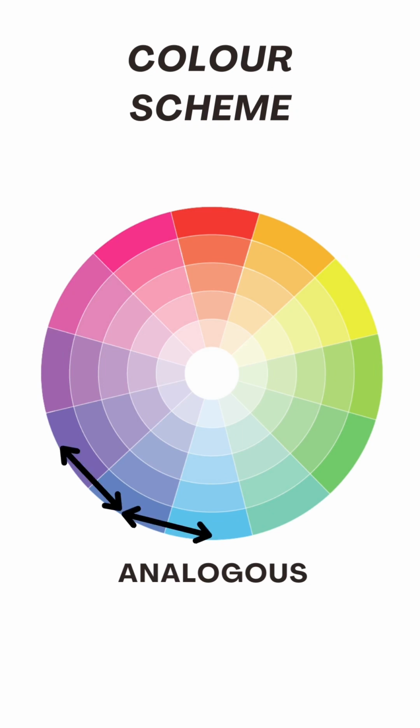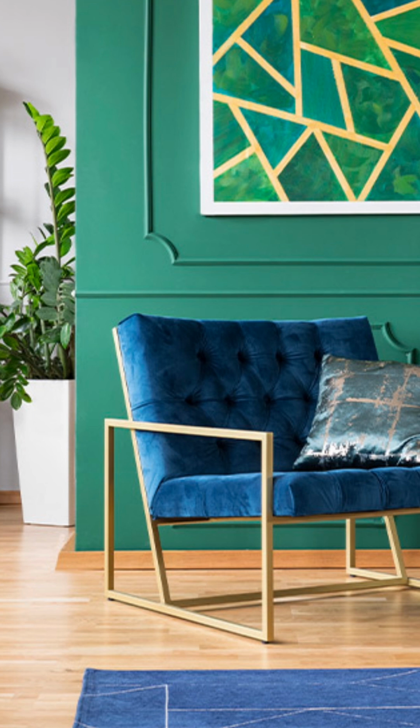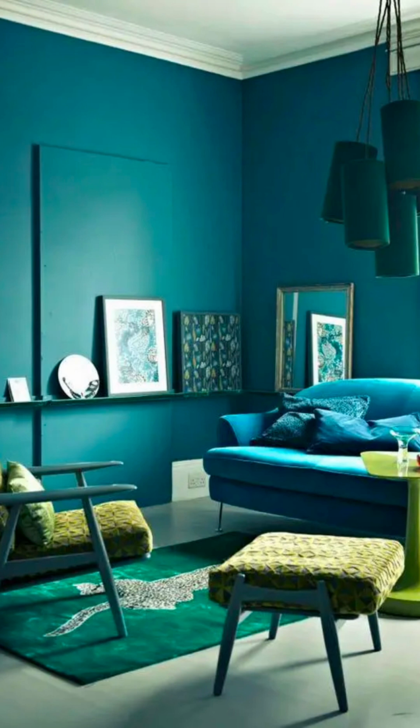The next one is the analogous color scheme. This is a combination of colors that are adjacent to each other on the color wheel. This can create a harmonious and cohesive look with variations in tone and intensity. Depending on colors, it can create a calming and relaxing atmosphere.